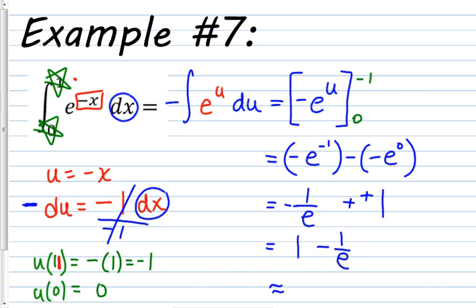But if you do pop it into the calculator, let's see, what do we get? We get 0.632. And remember, in this class, you round everything to 3 decimal places. So whichever, they're both good answers. You're not always required to simplify. Okay, example 8.